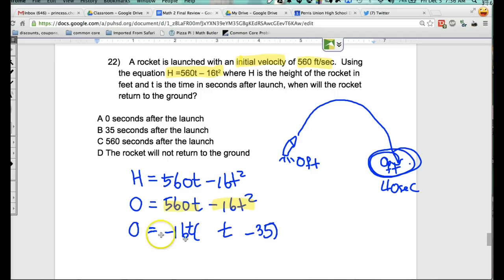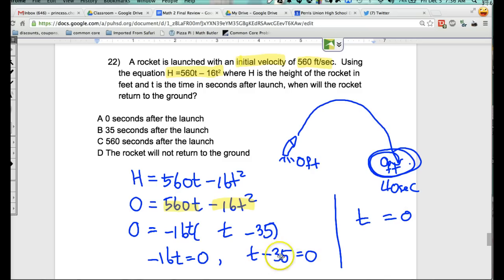Because this times that is 0, I have to say that negative 16t is equal to 0, and that t minus 35 is equal to 0. So in other words, if I divide both sides by negative 16, t would equal 0, and if I add 35 to both sides, t would equal 35. So now look carefully. Which one do you think is the answer, the 0 or the 35? Because in your multiple choice options, you have both. And obviously the answer is B, 35 seconds, because remember what we talked about?